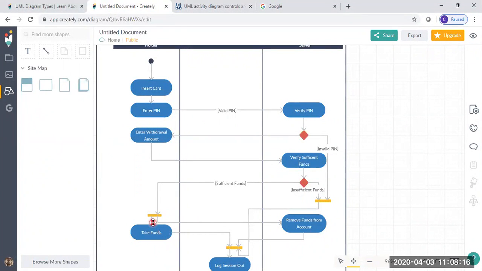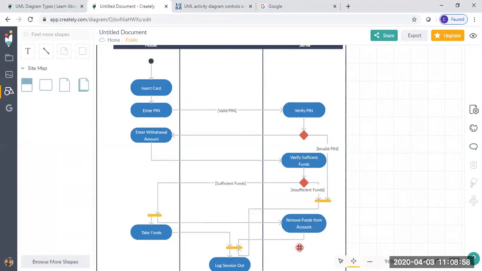The other activity that happens is remove funds from the account. Why? Because he has withdrawn 10,000, so his balance must be reduced by 10,000 rupees now. Whatever amount he has withdrawn has to be subtracted from the account. Fine. Now once this is over, take funds would take you to the log session out activity. Remove funds from the account would also take you to the log session out activity.